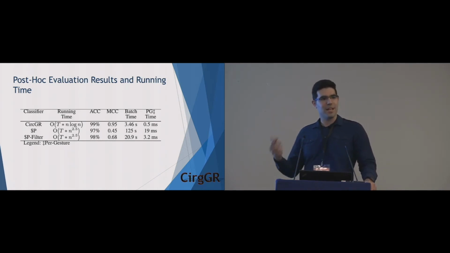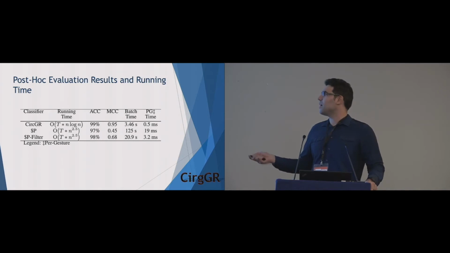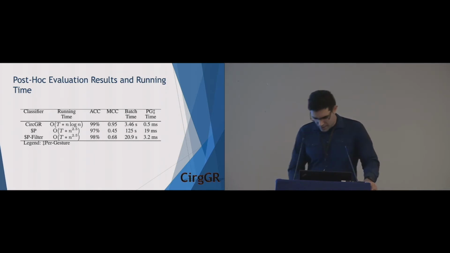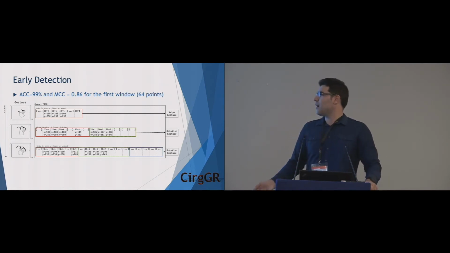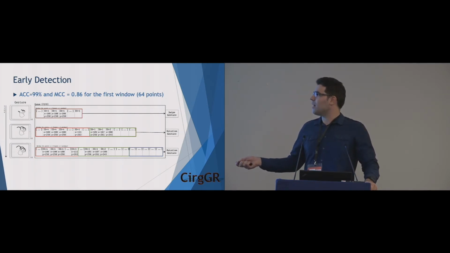So in a real-time application context, CircGR would be very good because it's a very, very quick classification. I talked about early detection. This is a picturized version of early detection. As we have time, we know that the amount of points is constantly increasing as the user enters more and more points. And here you can see the different windows being captured.